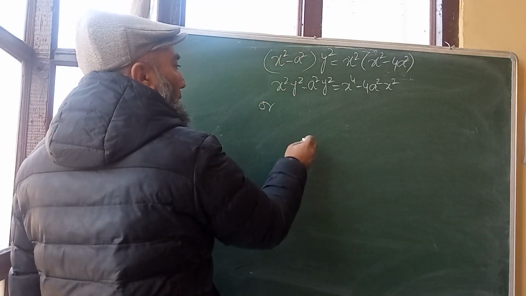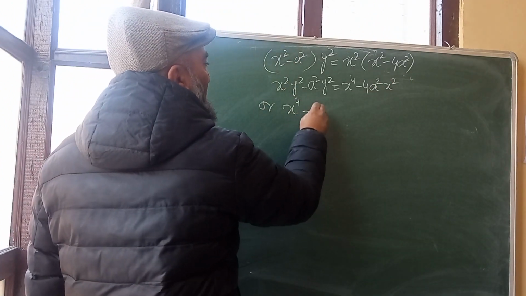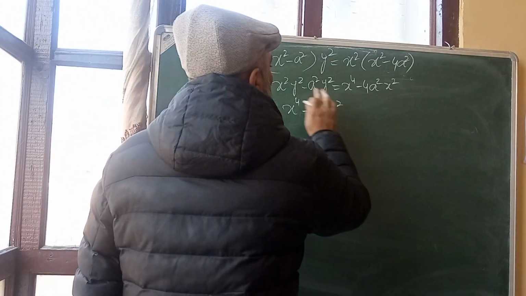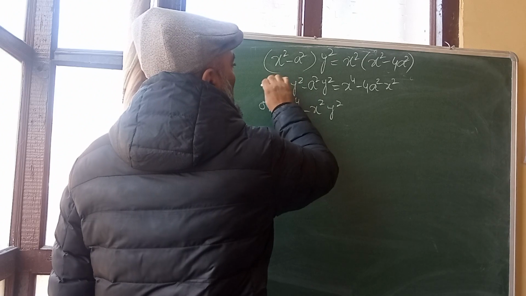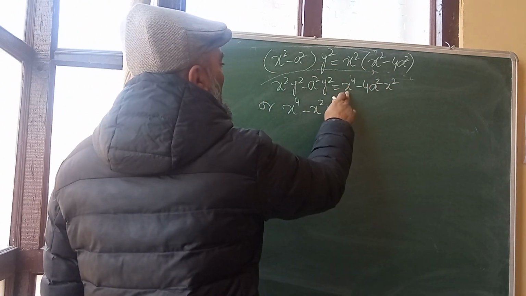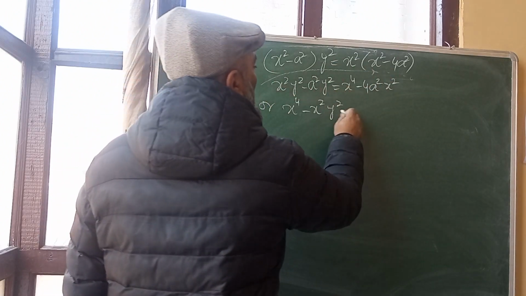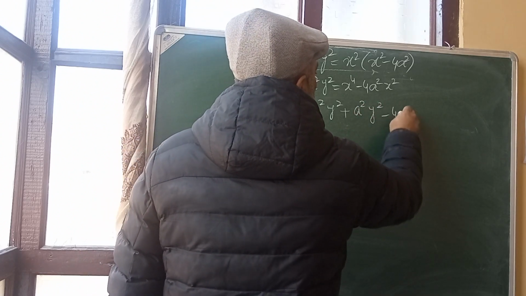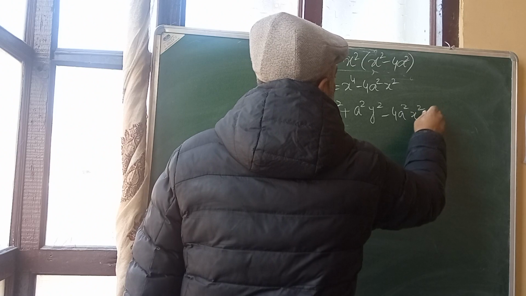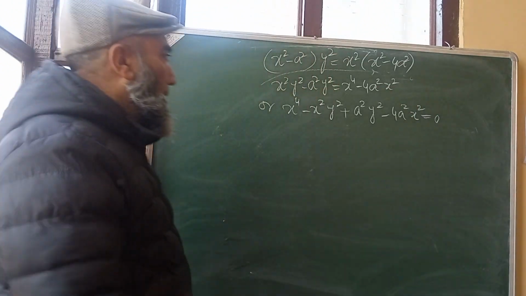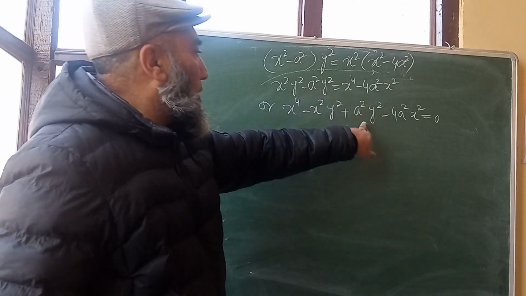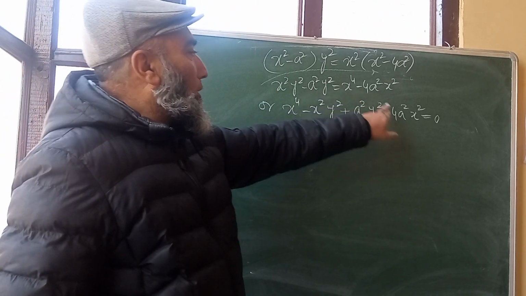Or you have x raised to power 4 minus x square y square. I have taken this to this side: x raised to power 4 minus x square y square plus a square y square minus 4a square x square equals 0. Okay, x4 minus x square y square plus a square y square minus 4a square x square.